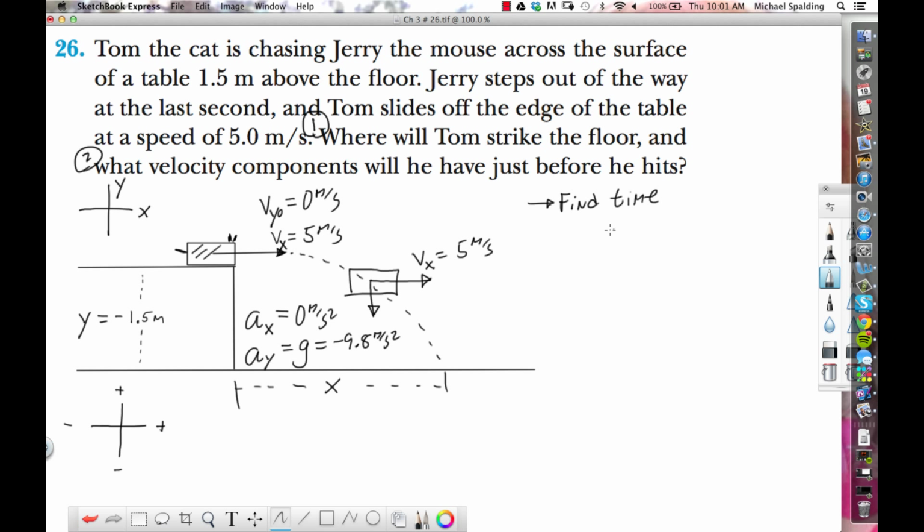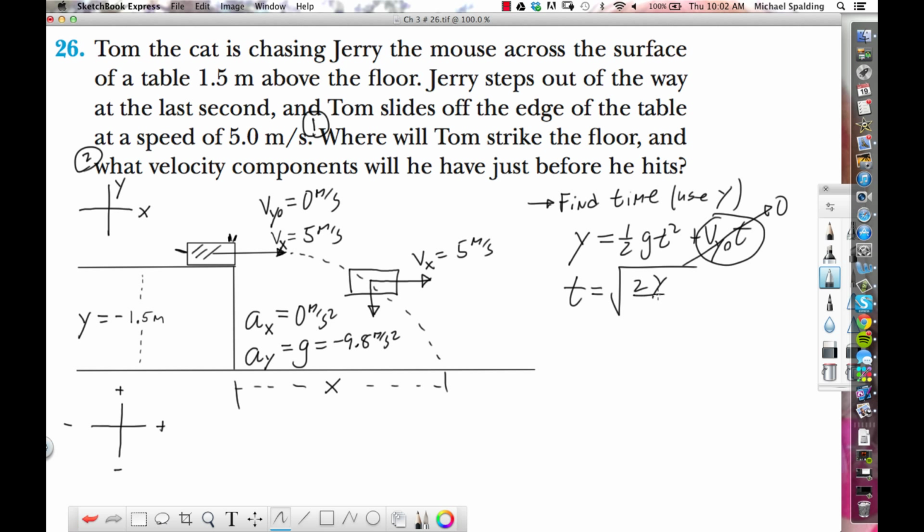So for finding time, are we going to use x or y here? The y. And that's not to say that it's always the y. Sometimes you'll use the x. But for finding time, we're using the y direction. So I'm going to write out the first kinematic: y equals 1/2 g t squared plus vy initial t. What is the initial y velocity? 0.